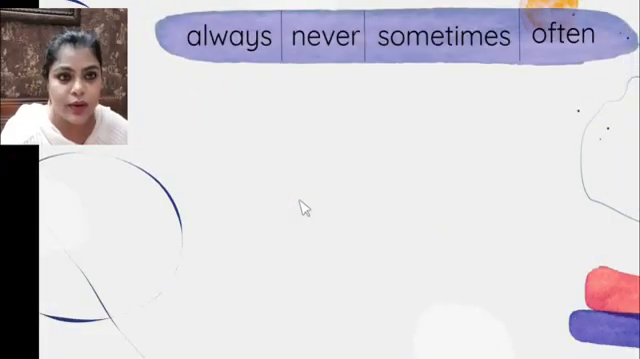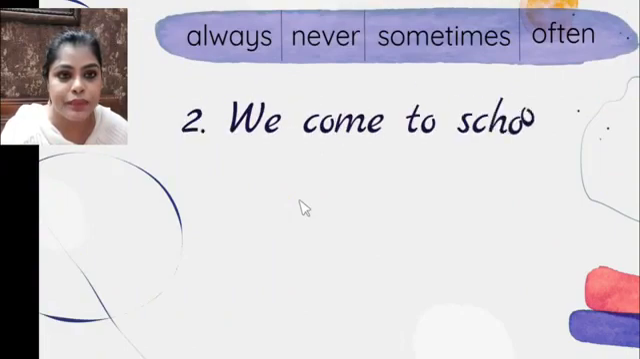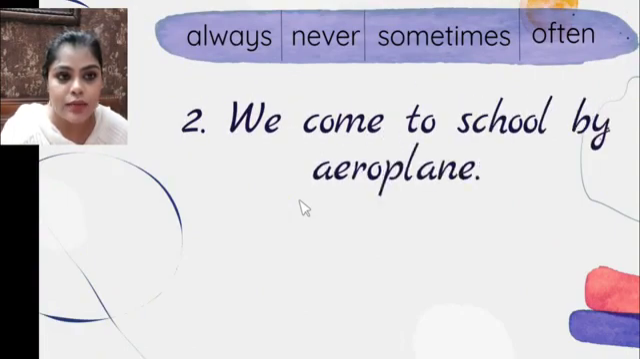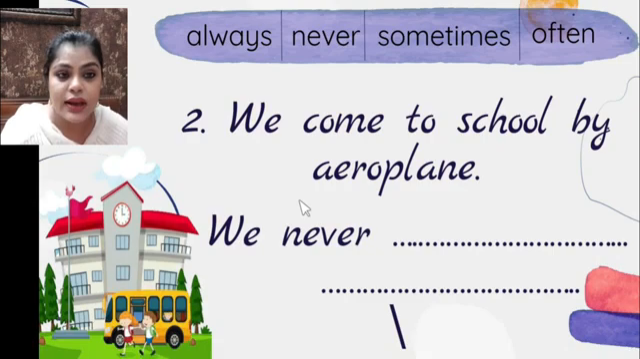Again, you have to select one word out of these. We come to school by aeroplane. We never. So the answer is already given. Now you have to complete the sentence. We never dash.